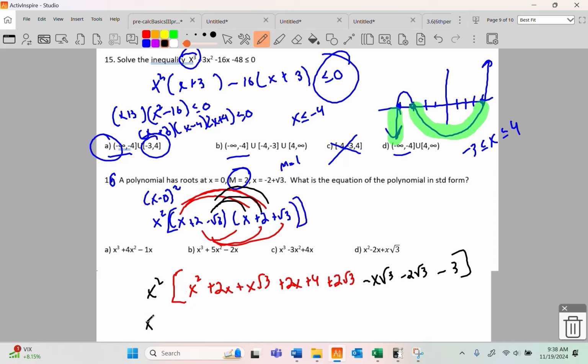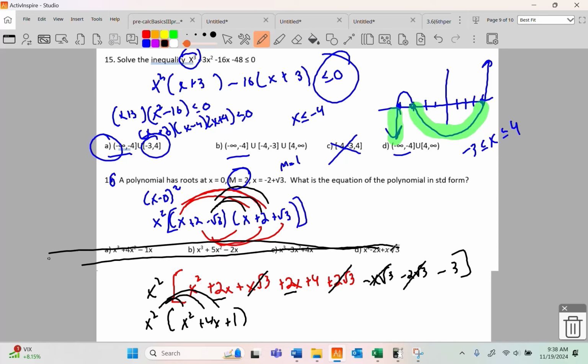I still have an x squared out front, by the way. I've got that x squared plus 4x, x root 3 negative x root 3, 2 root 3 negative 2 root 3, 4 minus 3 is 1. And then I'm just going to x squared everything. And that's going to be x to the fourth plus 4x cubed plus x squared. The correct answer is not here. Not there. It was not present in those answer choices. But there you go.